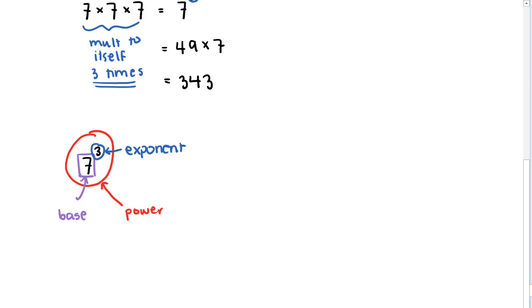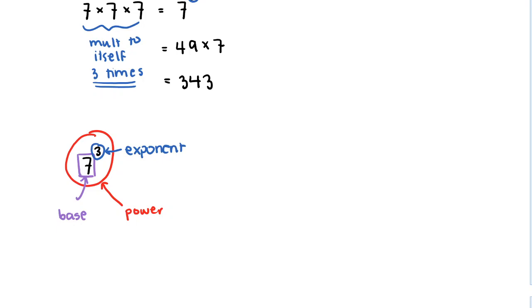And sometimes this language gets a little bit mixed up. Sometimes people call an exponent a power too. That's not completely accurate, but it happens so often that usually we don't think too much about it. But usually, when we talk about a power, we're really referring to the entirety, the result of this base and the exponent.